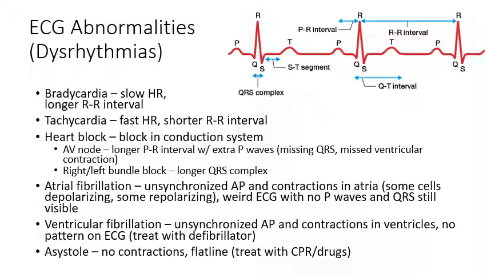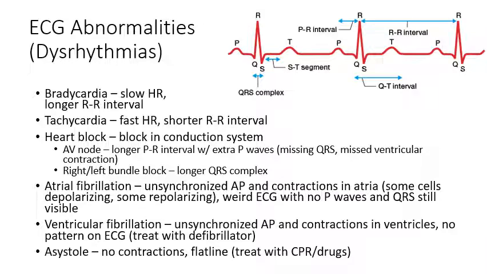That's going to show up on the ECG with a longer PR interval, so a longer time for the action potential to distribute from the atria to the ventricles. You're also going to have extra P waves on the ECG. Actually, those are not extra P waves, that's the normal amount of P waves. What's really happening there is that you have missing QRS complexes. So every time that the atria contracts but the ventricles do not contract because of the AV node block, you're going to have no QRS complex on the ECG, but you will still have a P wave.